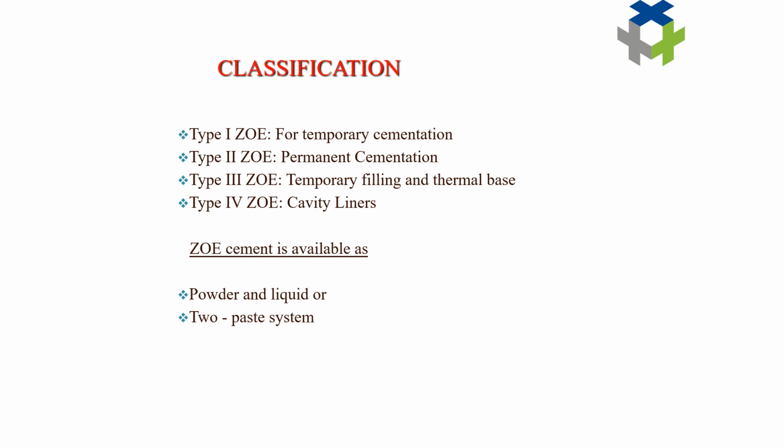Coming on to classification now. It is of 4 types. Type 1 is used for temporary cementation. Type 2 is for permanent cementation. Type 3 is zinc oxide eugenol as temporary fillings and thermal base. And type 4 is for cavity liners. And as we have already seen, it is available as powder and liquid, a two-phase system.